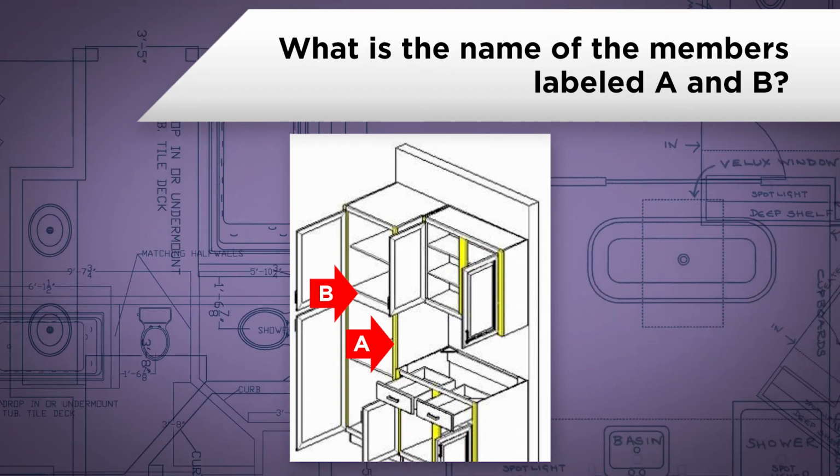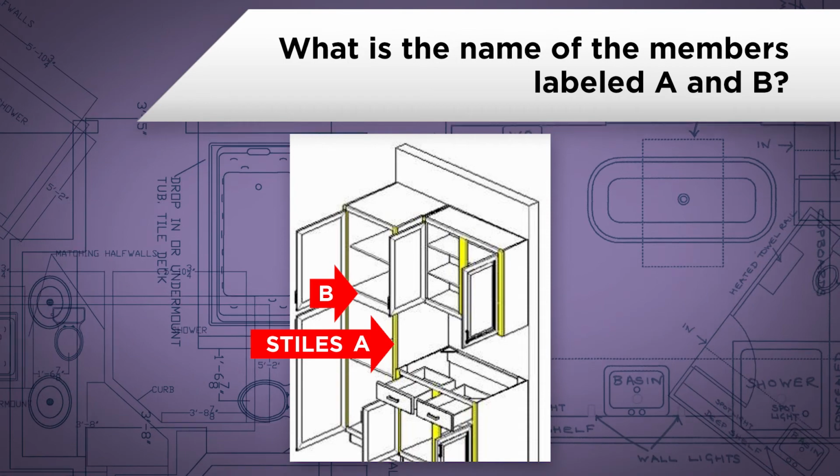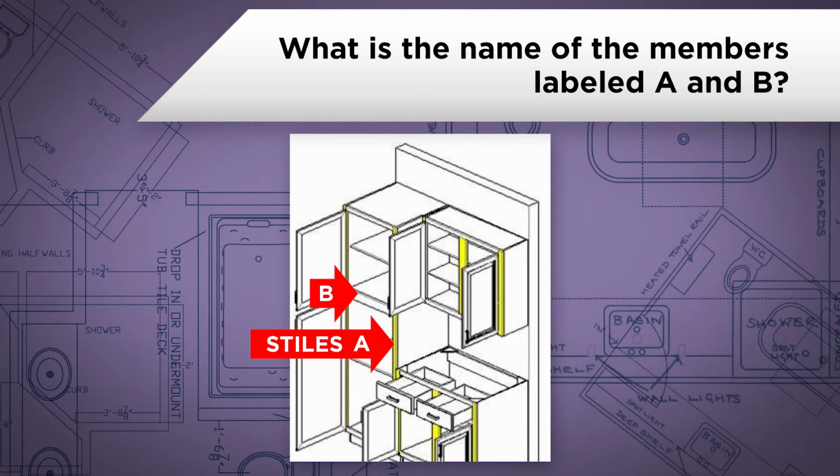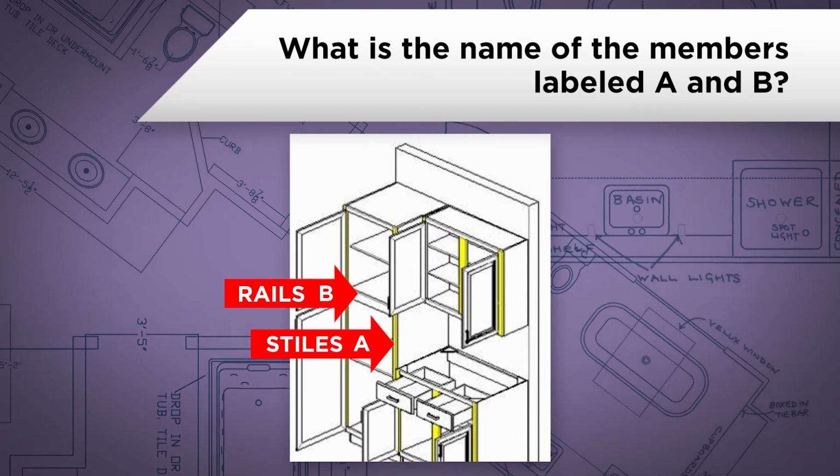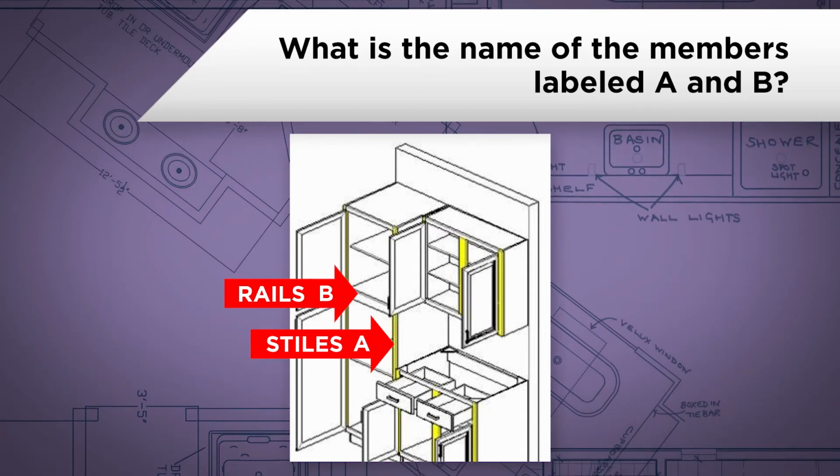The answer for A is stiles. Those are the vertical members of the face frame of framed cabinets. The answer for B is rails. Those are the horizontal members of framed cabinets.